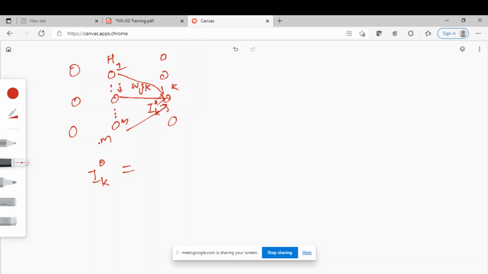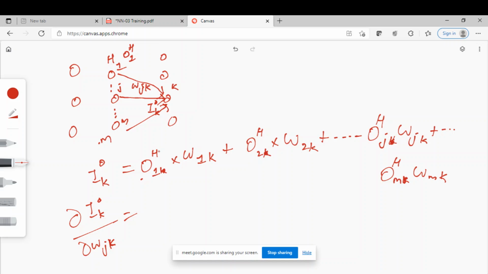If you differentiate this with respect to Wjk, what will you get? That's the question. If you differentiate this term with respect to Wjk, what will be the result? Is there any Wjk here? See, there is no Wjk here, so if you differentiate this with respect to Wjk, you will get 0. If you differentiate this term with respect to Wjk also, you will get 0. So every term you will get 0.